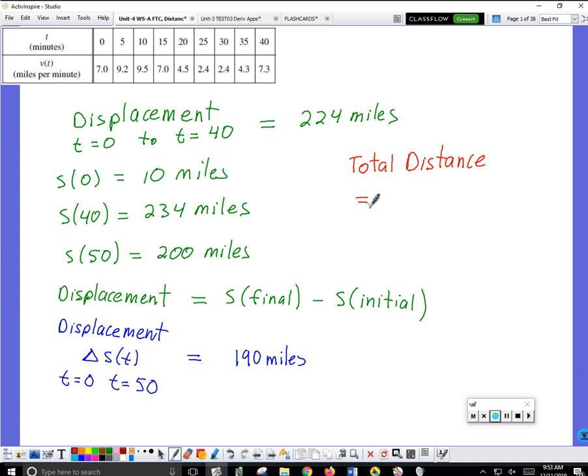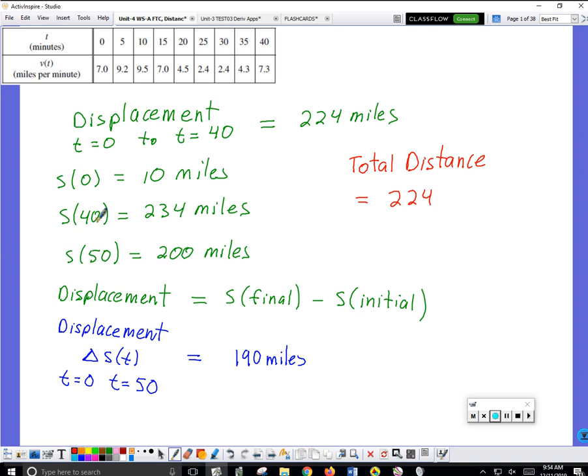258. Tell me how you found it. So I took the displacement from S of 0 and S of 40, and then found the displacement from S of 40, S of 50. So, Kylie, let me say it back to you. You're doing absolutely spectacular. It's what I wanted to hear. Because we said that we are assuming that from time equals 0 to time equals 40 minutes, the plane only moves to the right.